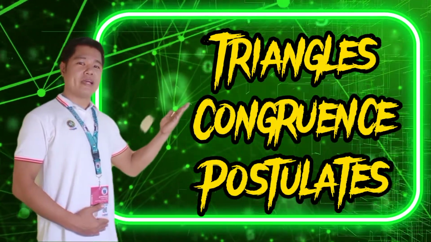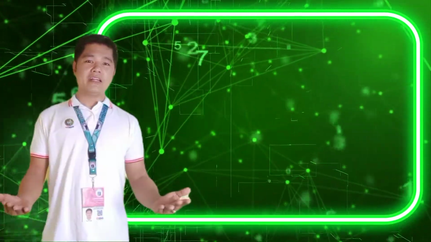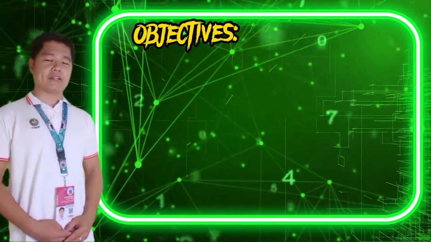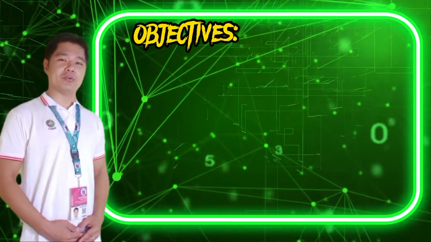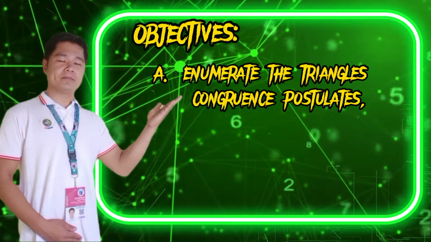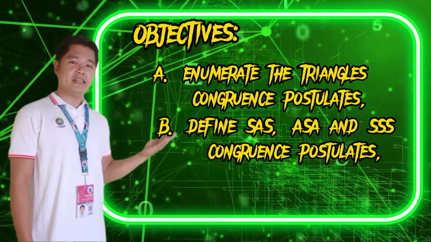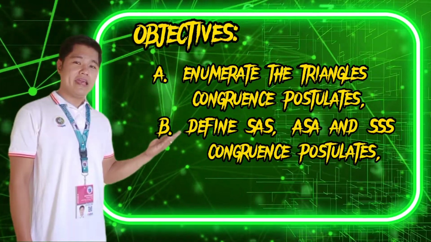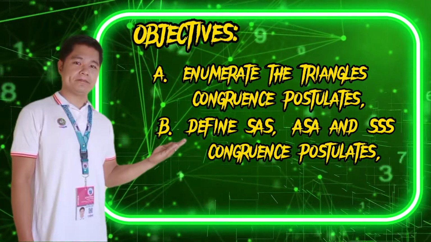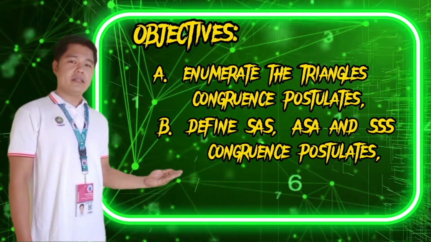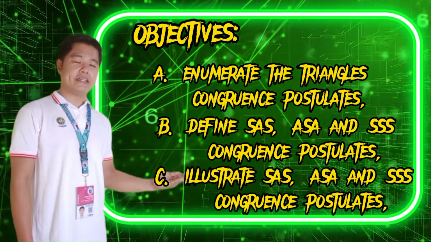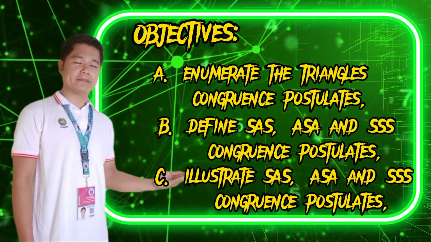Good luck and enjoy! For today's episode, we will discuss triangle congruence postulates. Here are our objectives for today's lesson. At the end of our lesson, you are expected to enumerate the triangle congruence postulates. Second, define SAS, ASA, and SSS congruence postulates. The last one, illustrate SAS, ASA, and SSS congruence postulates.